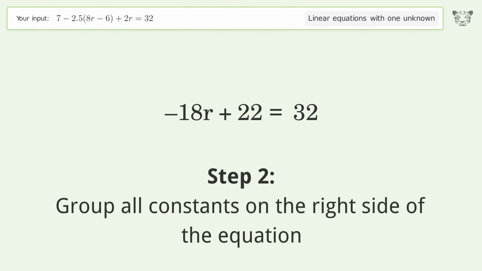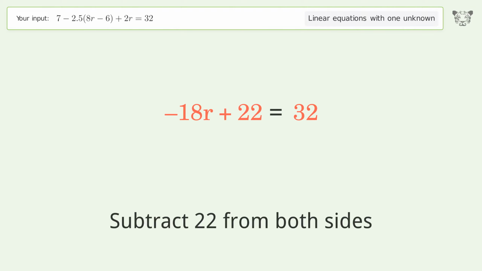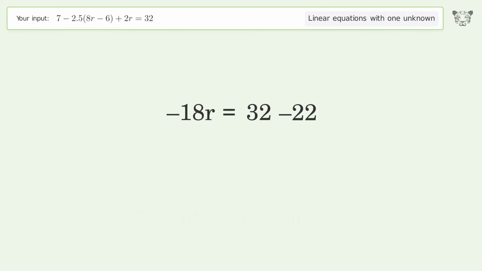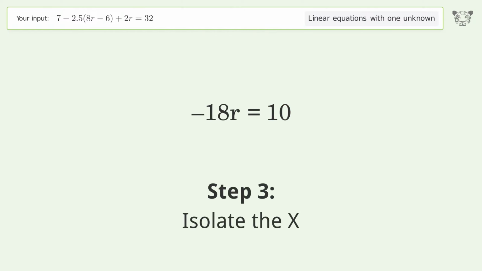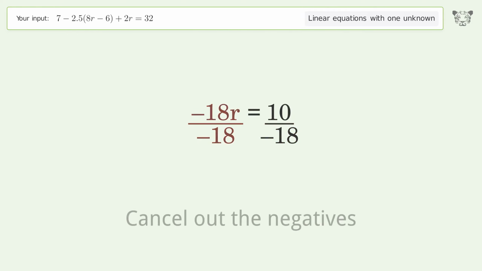Group all constants on the right side of the equation. Subtract 22 from both sides. Simplify the arithmetic. Isolate the x. Divide both sides by -18. Cancel out the negatives.